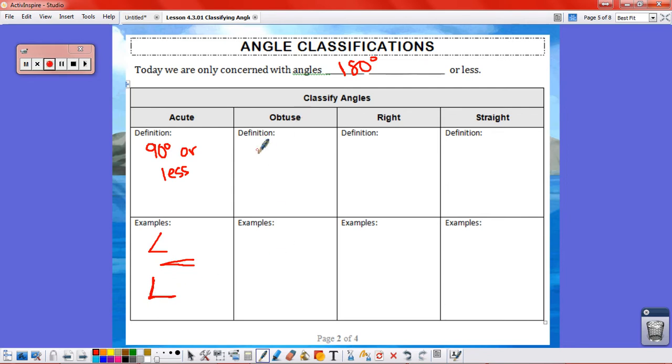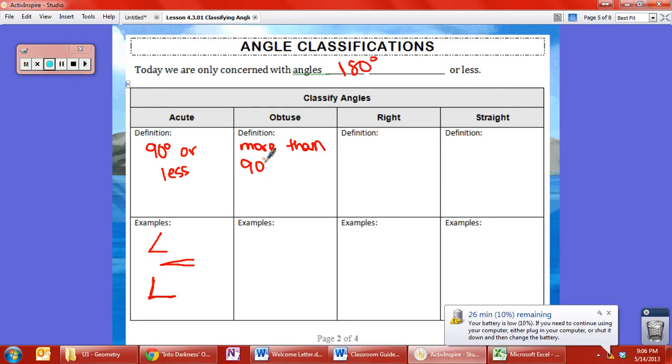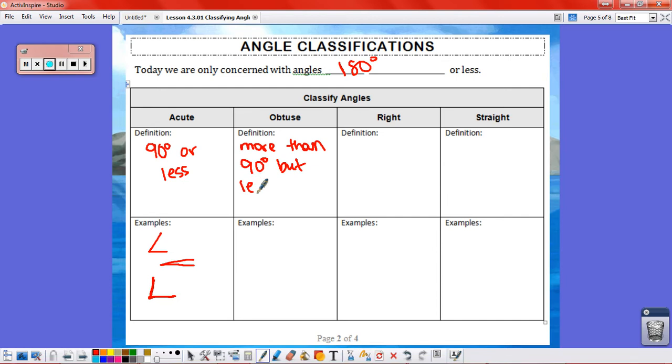An obtuse angle, a lot of people say more than 90 degrees, and that's half the definition, but we need the other half. The other half of this definition is that it also has to be less than 180 degrees. Less than 180. So for example, like this, like this, like this.